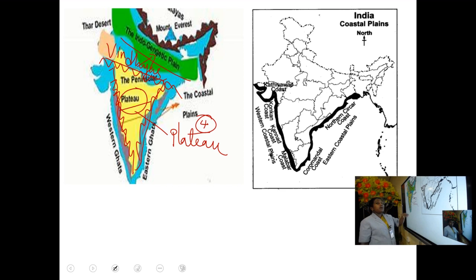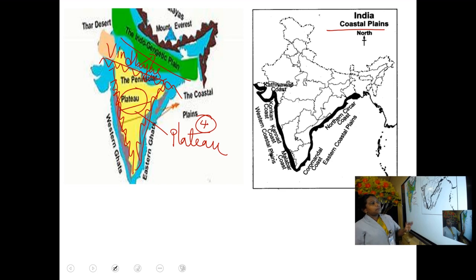So, we studied about the highest mountains, then the flat fertile plains, then the desert area which consists of sandy soil. Then we studied about the plateau region. You know, this plateau region is very rich in minerals also. Now we are going to revise the coastal plains.